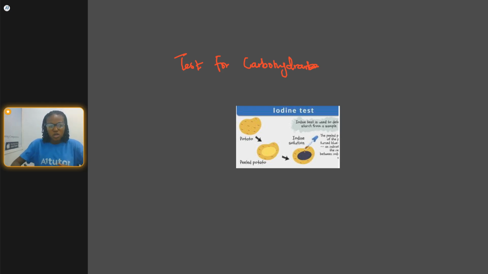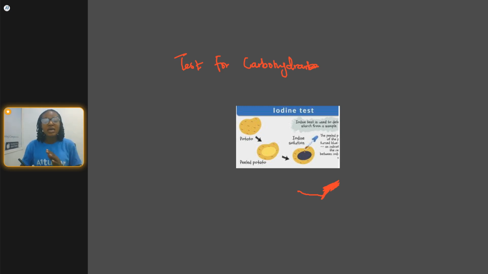And how do you do that? You can see this potato on the board. It is peeled and cut into two, and iodine solution is then applied on it. When you apply your iodine solution, if it turns blue-black, then it means the food has starch. It means the food is starchy. So that is the test for carbohydrate. You can test carbohydrates using iodine solution.